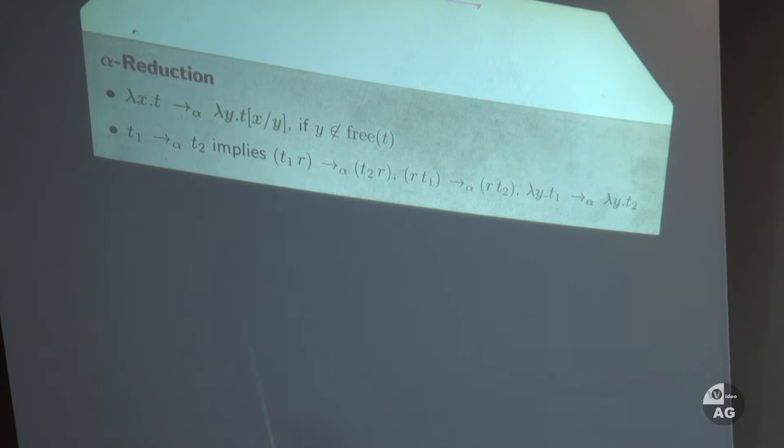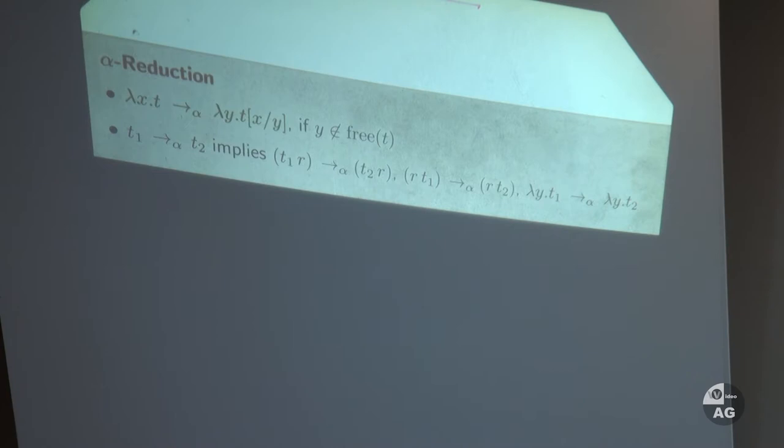And of course, I can do this not only on the top level of the term, but I can also do it somewhere deep inside the term. So I can do it on left-hand sides of applications, on right-hand sides of applications, and I can also do this in the body of a lambda term. Now, of course, this does not really evaluate anything. It just replaces one term by another equivalent term.